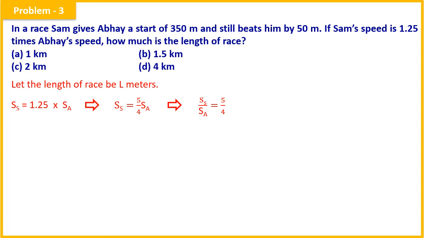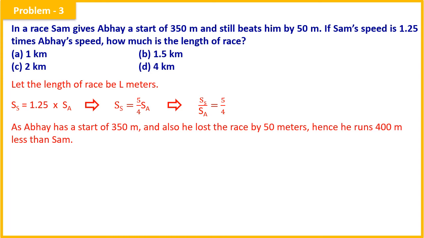Now again in this question, the timing for which Sam and Abhay are running is same. No doubt the distance covered are different. As Abhay has a start of 350 meters, यानी स्टार्ट पॉइंट से 350 मीटर आगे से उसने रेस को दौड़ना चालू किया, and also lost the race by 50 meters, hence he runs 400 meters less than Sam. यानी स्टार्ट पॉइंट से आगे से भी चालू किया और फिनिशिंग पॉइंट के 50 मीटर पहले रुक गया, यानी he has covered 400 meters less than Sam.